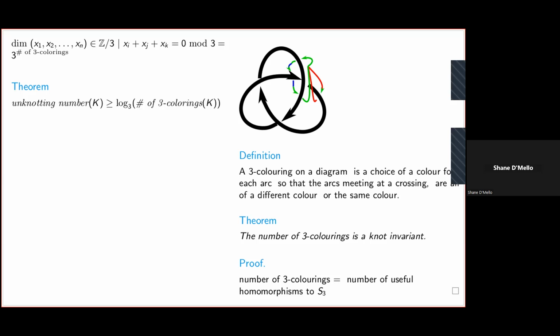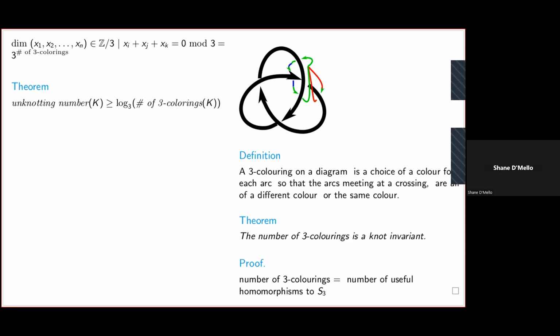However, here we get a partial answer. What we can prove is that the unknotting number is bounded below by the number of colorings. Actually, sorry, it's basically bounded below by log 3 of the dimension. So basically, what we want is the power, so I shouldn't use the log 3 over here. But the point is that you always get an upper bound on the unknotting number if you're given a particular diagram, whatever diagram you have at hand. But now you get a lower bound.